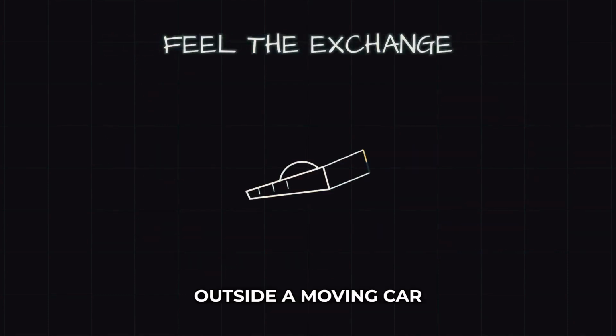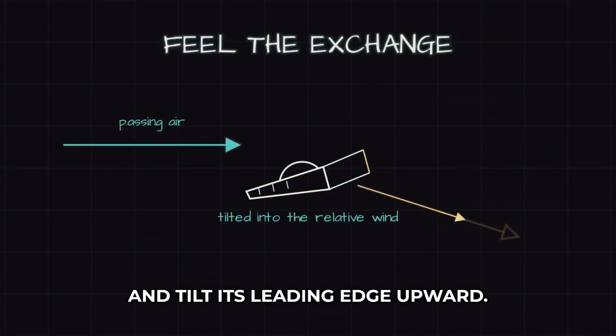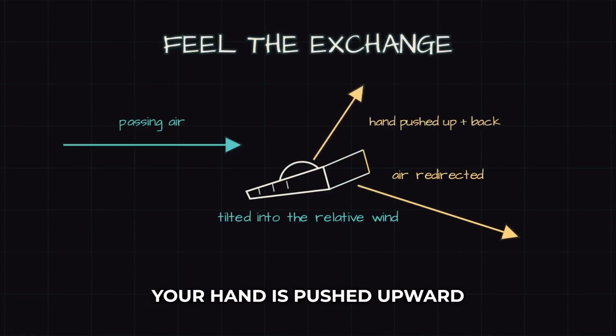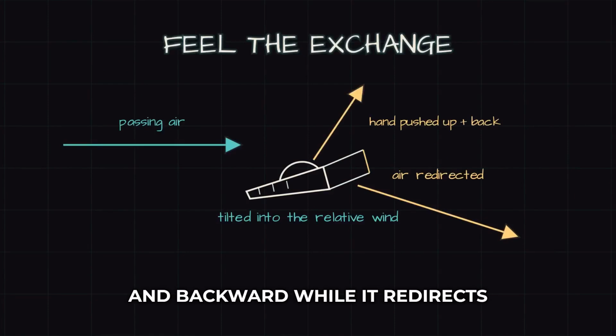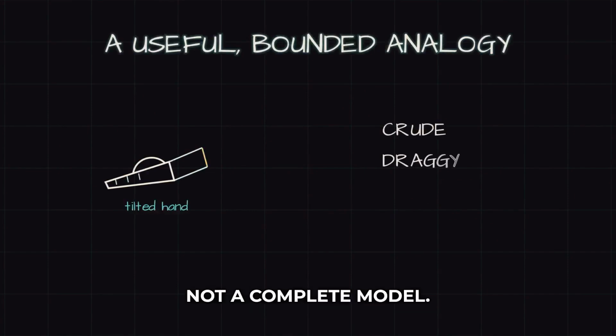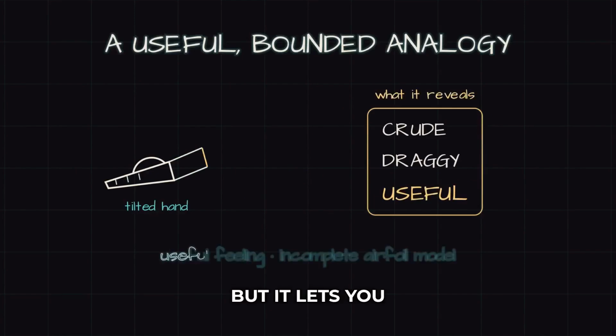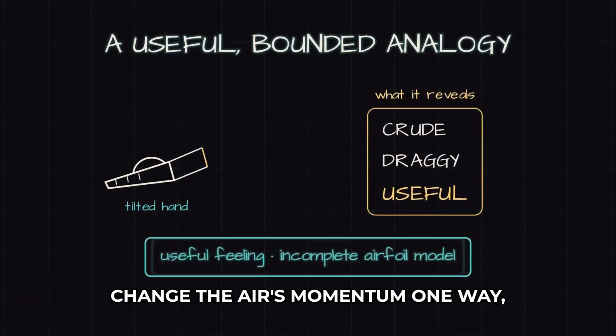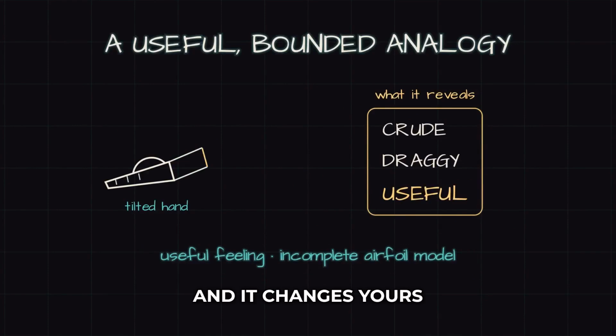Hold a flat hand outside a moving car and tilt its leading edge upward. Your hand is pushed upward and backward while it redirects air downward and rearward. Your hand is a crude, draggy wing, not a complete model. But it lets you feel the exchange. Change the air's momentum one way, and it changes yours the other way.